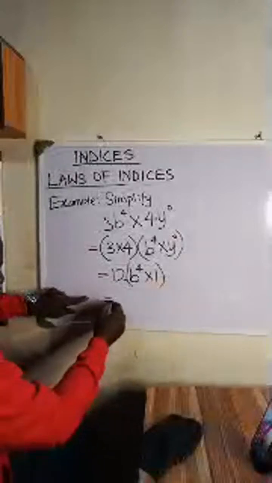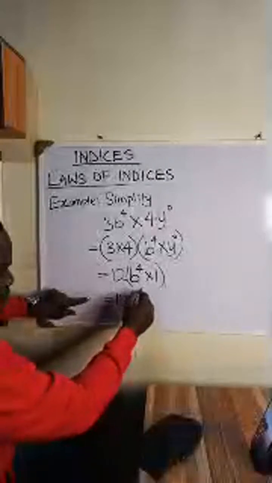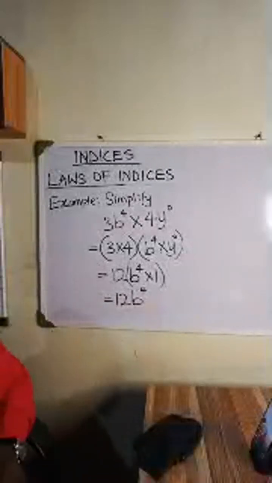So this will give us 12. Anything times 1 will give you that. So we have 12b to the power of 4. And that becomes our answer.